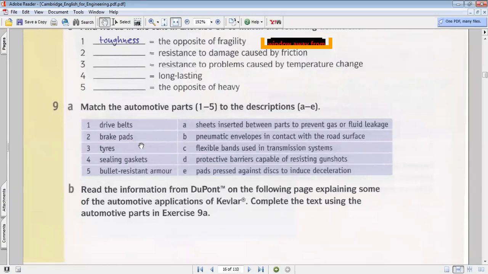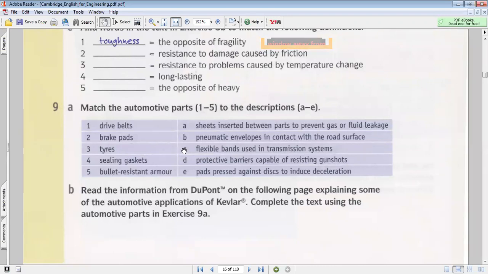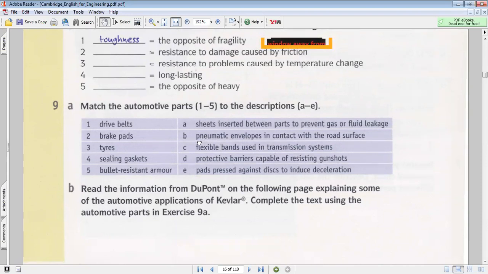Let's see tires. الطواير أو الإطارات، إطارات السيارة. Tires. B: هذه البي لا تلفظ. Pneumatic envelopes. Pneumatic يعني هوائي. The P is silent. Pneumatic envelopes in contact with the road surface. يعني المغلف الهوائي اللي على تواصل واحتكاك مع الأرض، اللي هو الربر أو التايرز. Tires are made of rubber. You know rubber? مطاط. So that word is pneumatic, related to هوائي. Pneumatic envelopes in contact with the road surface. Yeah, that's the tires.